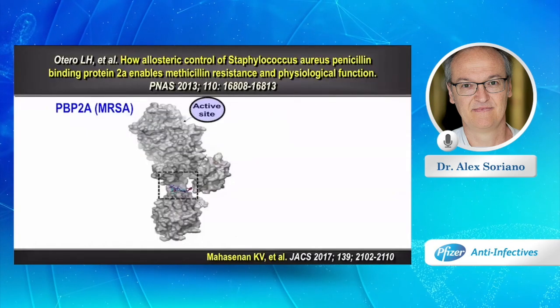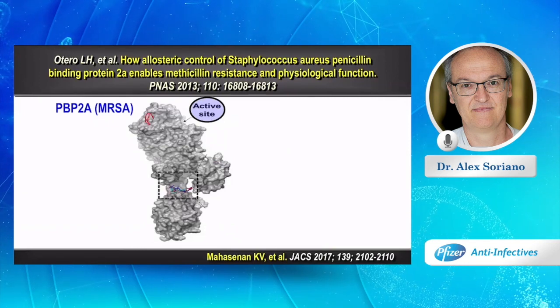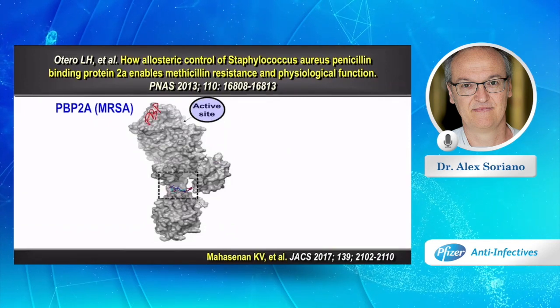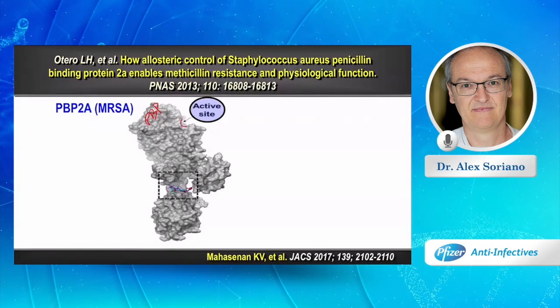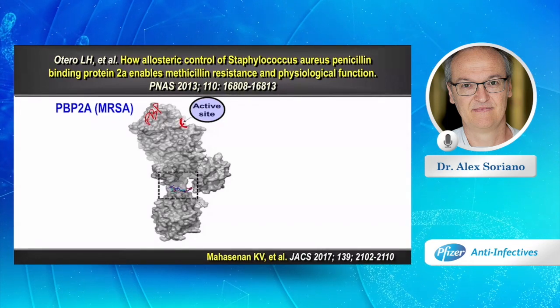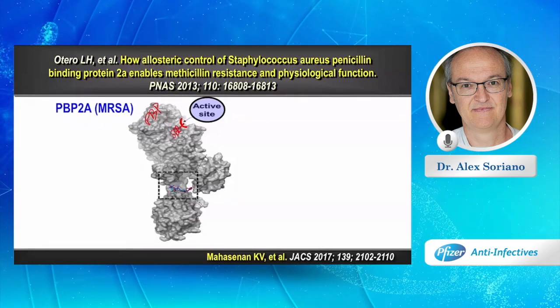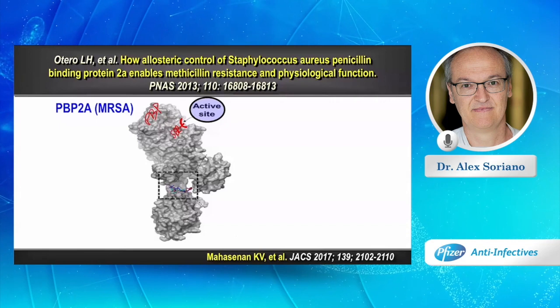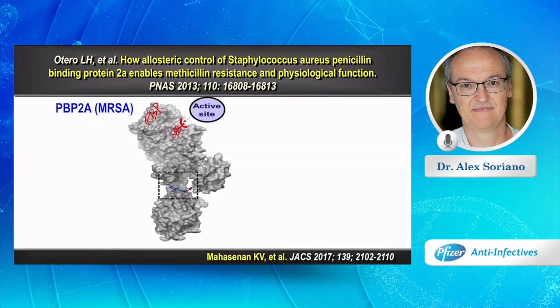And I explained this to you because if now we look at the PBP, this is again the PBP, but now in a three-dimensional structure. And this is the active site. The active site where we find the serine at this point. Here we find the serine, and we know that beta-lactams have to enter here, in the active site, but in MRSA, it's not possible.